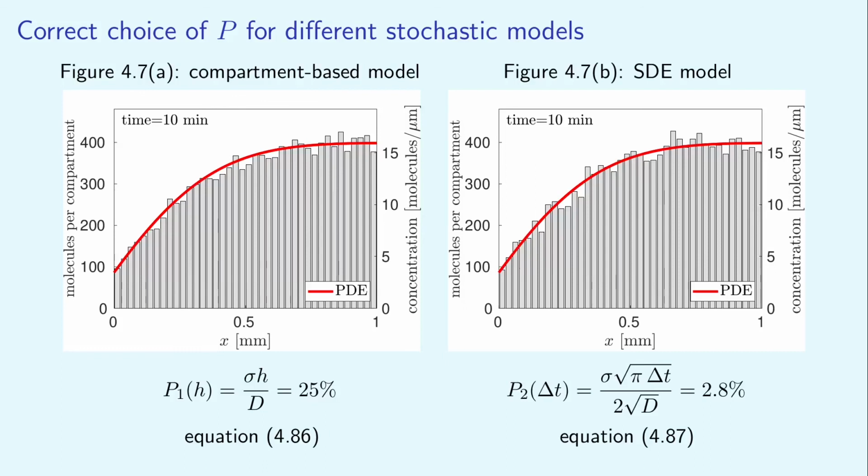If we want to simulate the reactive boundary with given reactivity sigma, we need to calculate probability p using these formulas. And we will obtain different values of p depending on which stochastic model we use. For my parameter values, I obtained that this probability is equal to 25% for the compartment-based model and 2.8% for the SDE-based model of diffusion. Using these values, we obtain comparable results, as it is shown in figure 4.7.